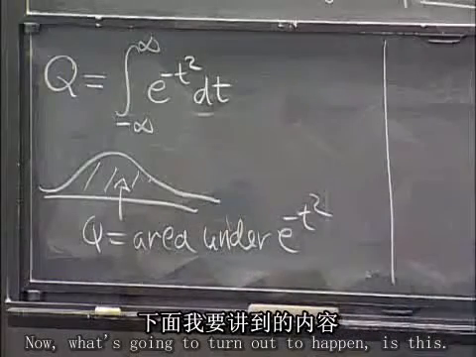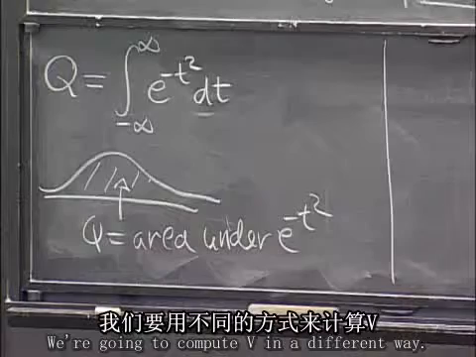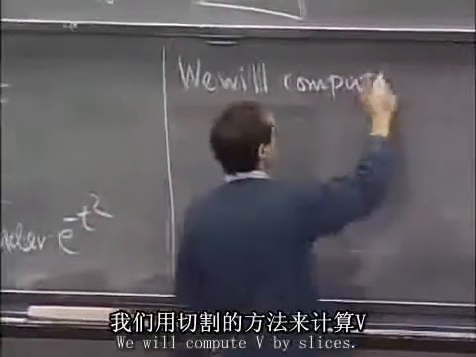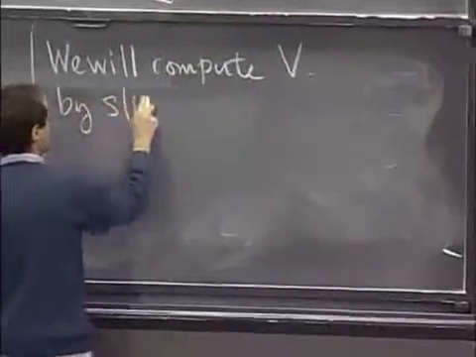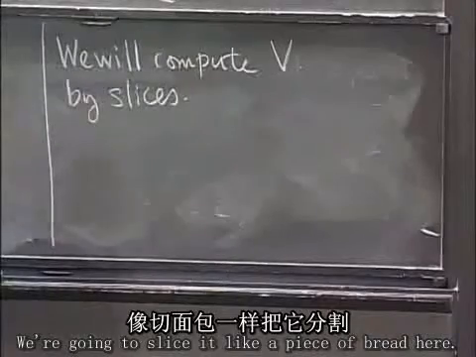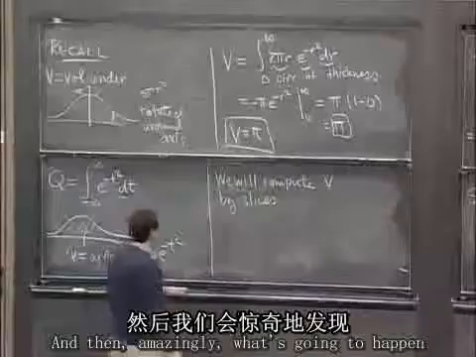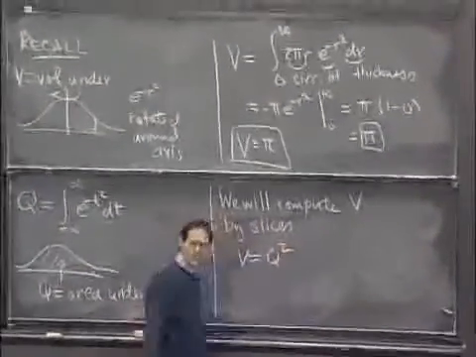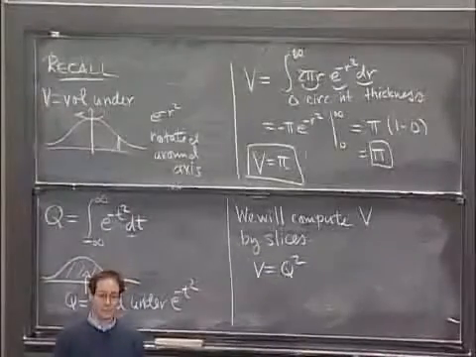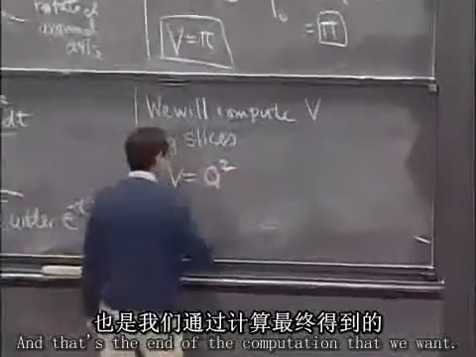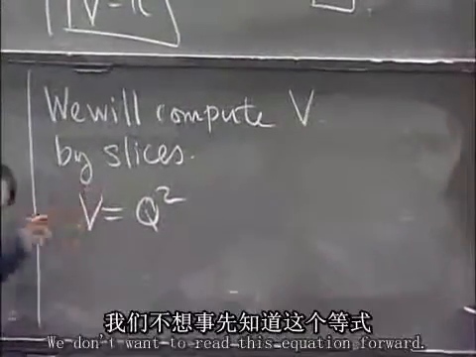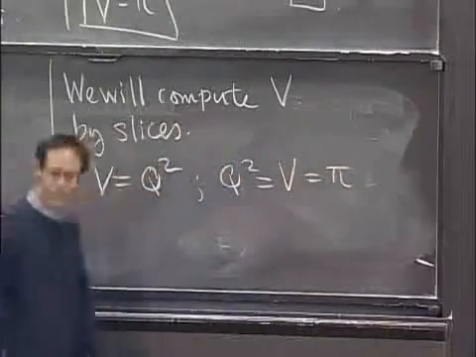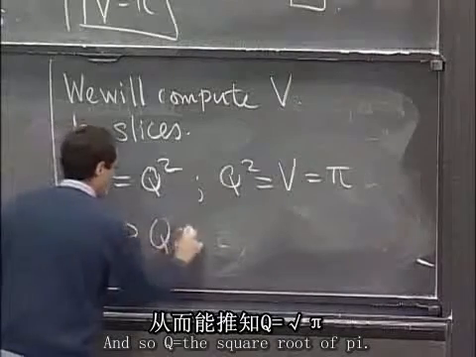Now, what's going to turn out to happen is this. This is the trick. We're going to compute V in a different way. And you'll see it laid out in just a second. We will compute V by slices. We're going to slice it like a piece of bread here. And then, amazingly, what's going to happen is that we will discover that V is equal to Q squared. That's going to be what comes out. And that's the end of the computation that we want, because actually we already know what V is. We don't want to read this equation forward. We want to read it the other way. We want to say Q squared is equal to V, which we already know is pi. And so Q is equal to the square root of pi.